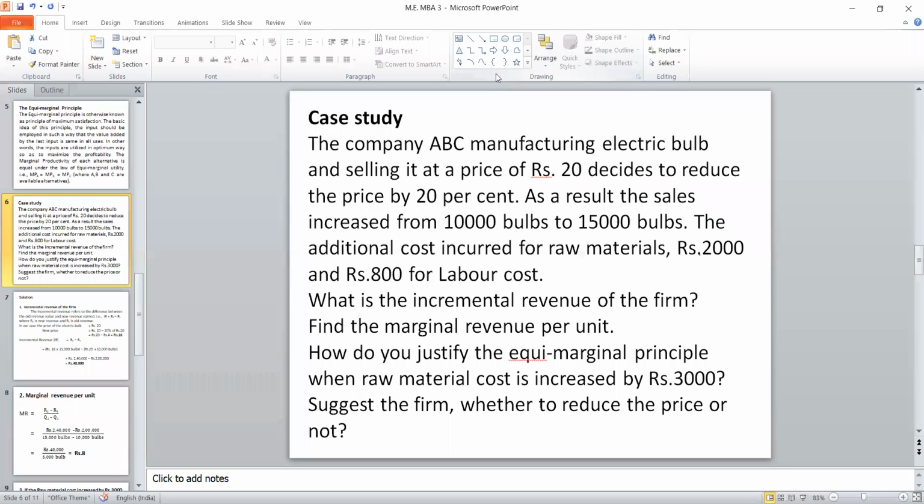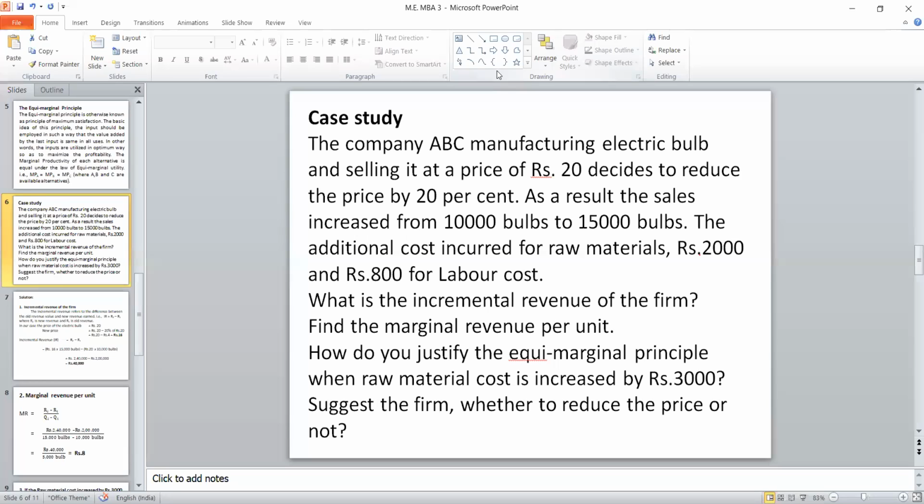Then the third question they have asked about this particular fifth one: how do you justify the equi-marginal principle when raw material cost is increased by 3,000? Previously the raw material cost is 2,000 only. Because of this decision, the raw material cost has been increased to 3,000. So finally, the fourth question will be: you have to suggest whether this reduced price is a right decision or not. Whether we have to reduce the price or not, we should suggest.